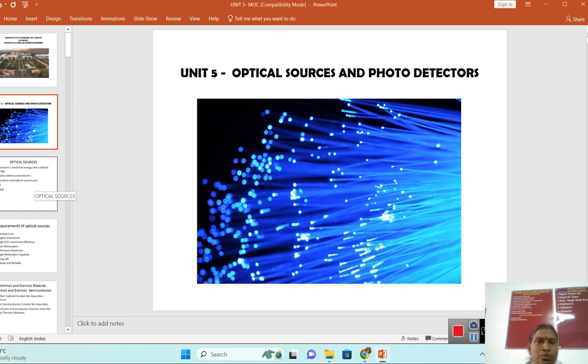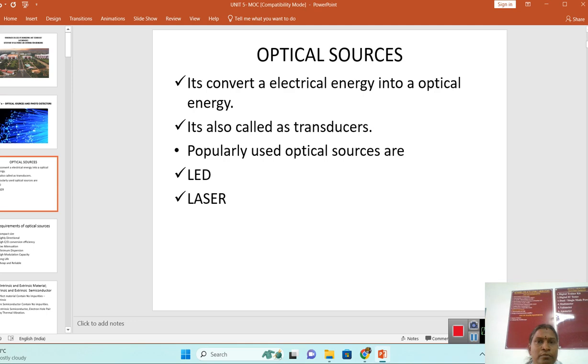The optical sources are used to convert electrical energy into optical energy. It is also called a transducer. The popularly used optical sources are LED and laser.